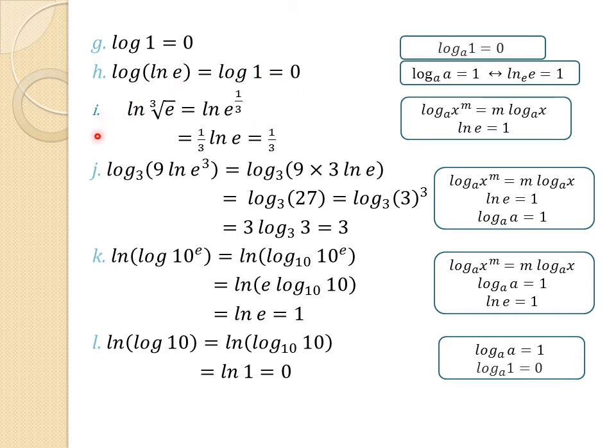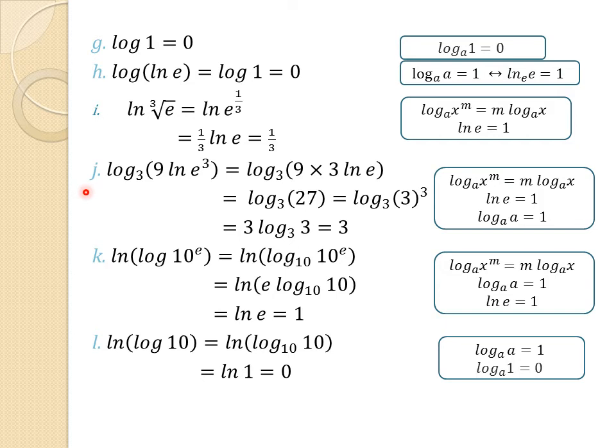Now, in I, we have ln cubic root of e, which means that e is raised to power 1 over 3. And we know that ln e, so the base is e. So 1/3 will be multiplied by the ln e, and this is equal to 1. So the answer is 1 over 3.